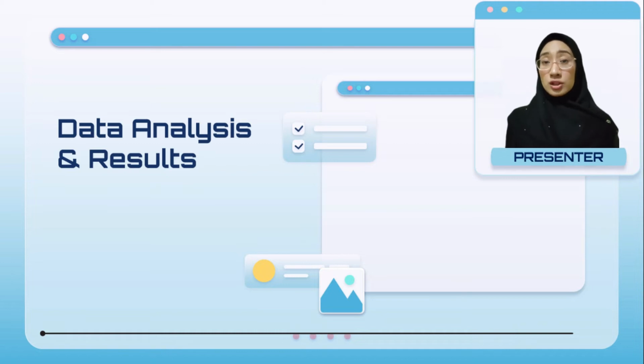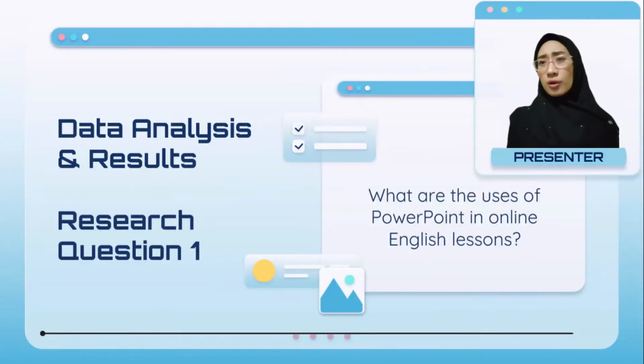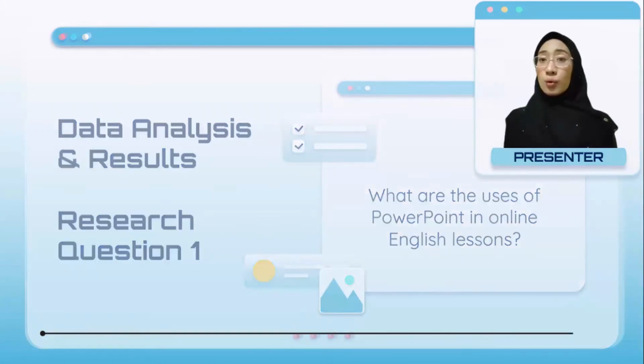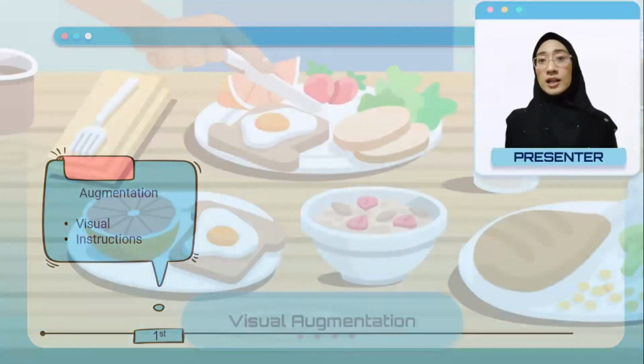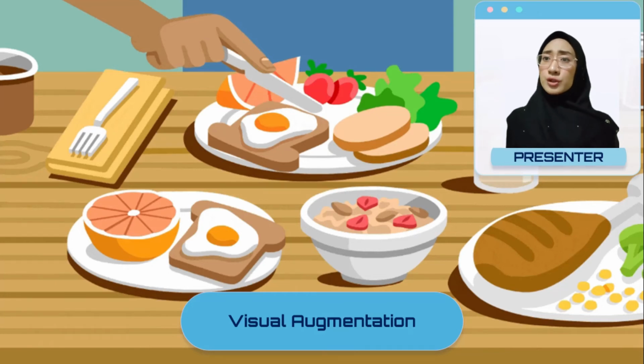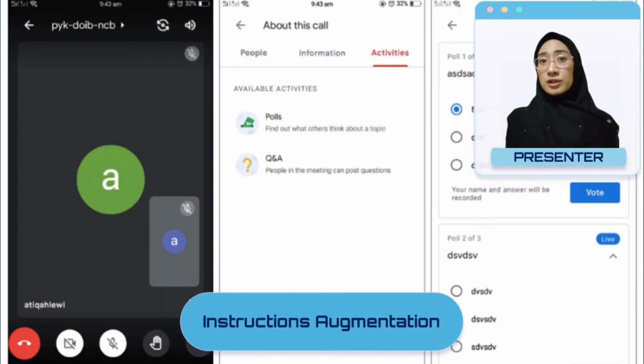Let's look at the first research question, which is: what are the uses of PowerPoint in online English lessons? Based on my analysis, I was able to discover 5 different uses of PowerPoint. The first one is augmentation. Augmentation is the use of a well-designed graph or table or a relevant picture. I was able to identify 2 ways of how augmentation can be used. The first one is by using a relevant picture to help students recall information easily. The second one is using relevant pictures to provide visual instructions to students.